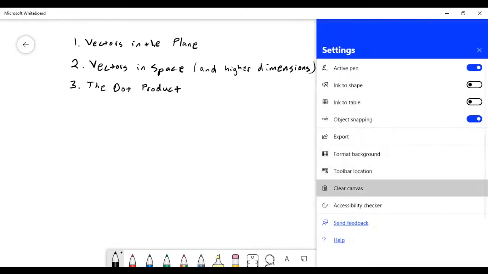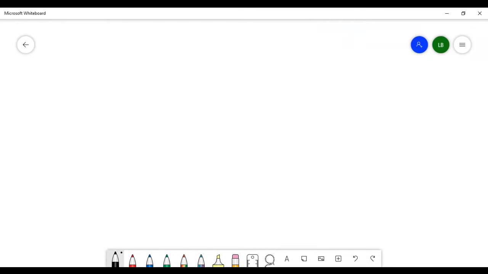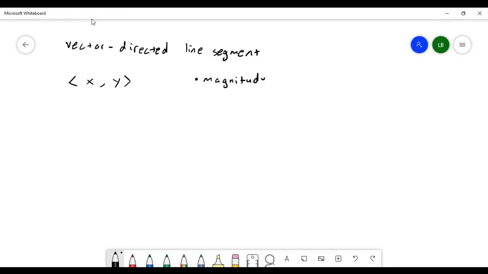So we start off with some vectors in the plane. If you recall, a vector is, in simplest terms, a directed line segment. It is a pair of coordinates. We usually write them in component form, x, y, and we say that it has two things: magnitude, which is how long it is, and direction, which is, well, the direction.